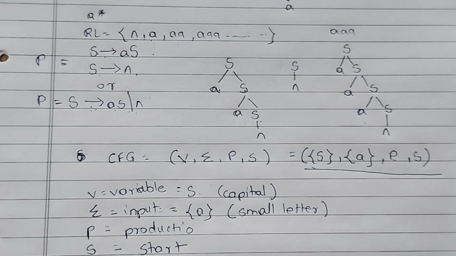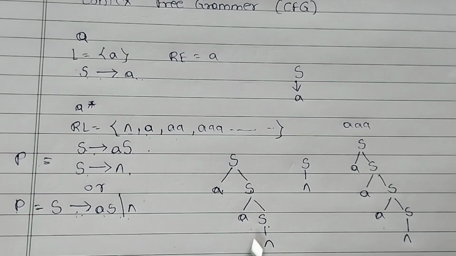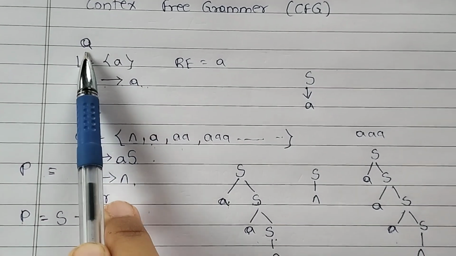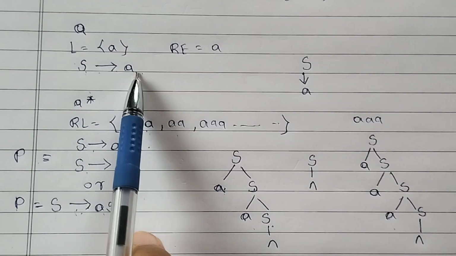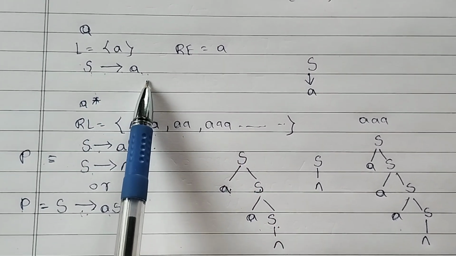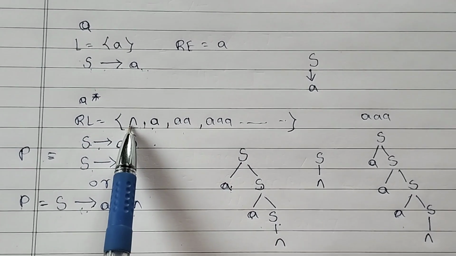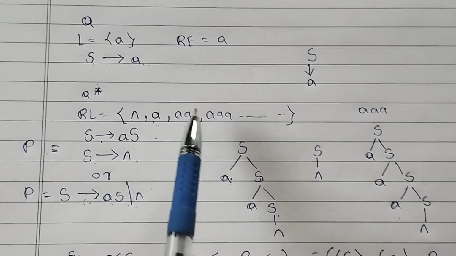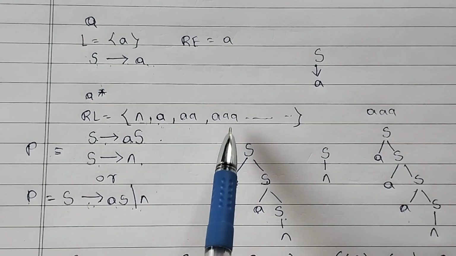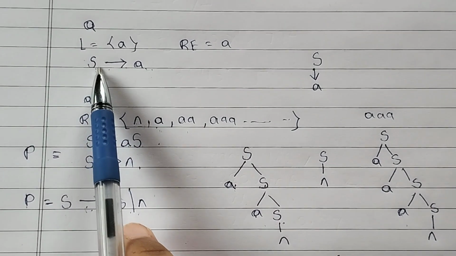So I hope all you get the basic idea. First case, when we want only A, that time we write S reads A, because we want to read only A. But when we want A star, that time we want null also, then A, then double A, triple A, n number of A. So we want to read S n number of times.